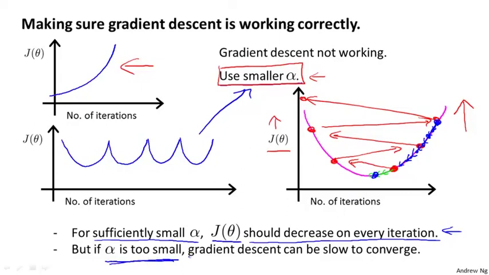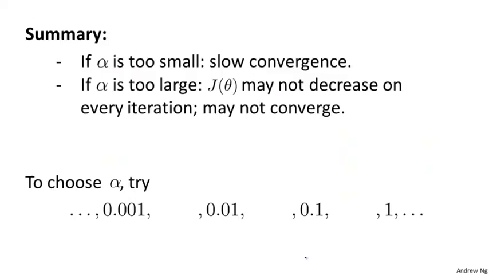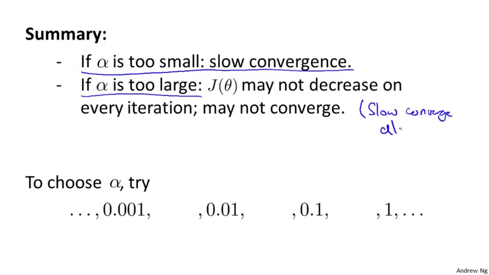And so if alpha is too small, gradient descent can make very slow progress and be slow to converge. To summarize, if the learning rate is too small, you can have a slow convergence problem. And if the learning rate is too large, J of theta may not decrease on every iteration, and it may not even converge. In some cases, if the learning rate is too large, slow convergence is also possible. But the more common problem you see is that J of theta may not decrease on every iteration.